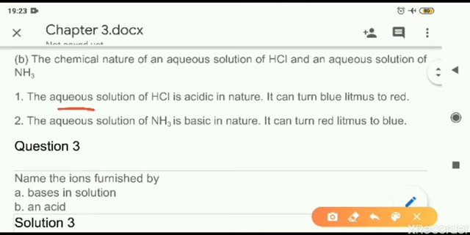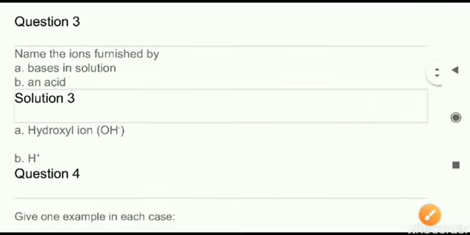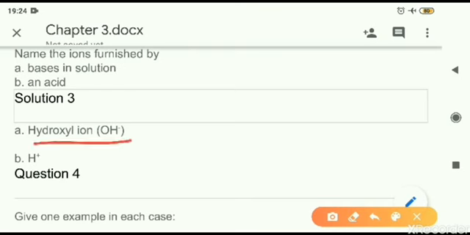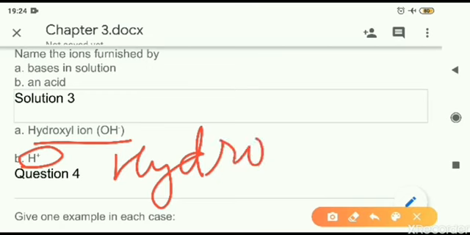We have to take a note. Aqueous solution, in dry HCl gas it will not show any nature. In aqueous solution only we have to note. Next, question number 3. Name the ions furnished by the bases and the acid. Which ion is released by bases? That is hydroxyl ion, OH negative, and acid is releasing what? That is releasing hydronium ion.